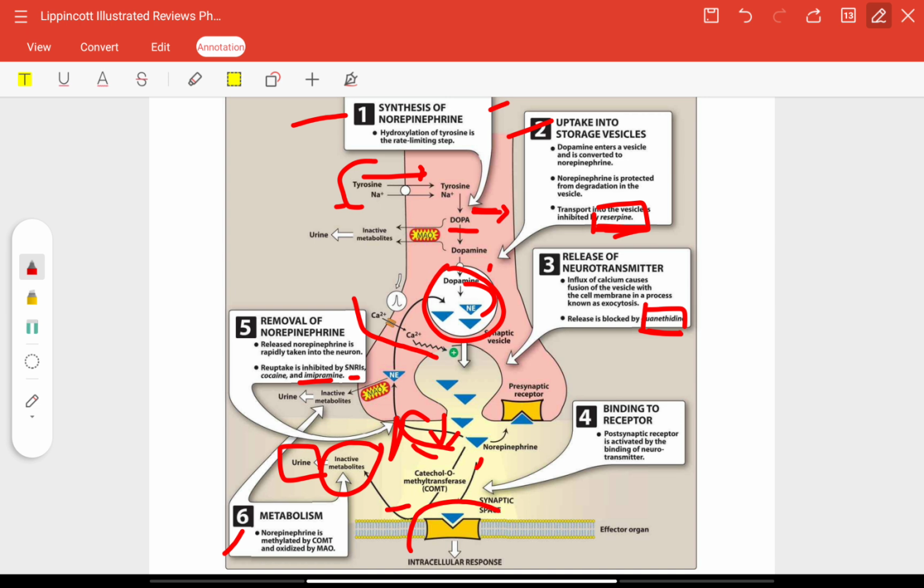If you understand this, it will be easy to understand the mechanism of action of the drugs we are going to study, direct acting or indirect acting.